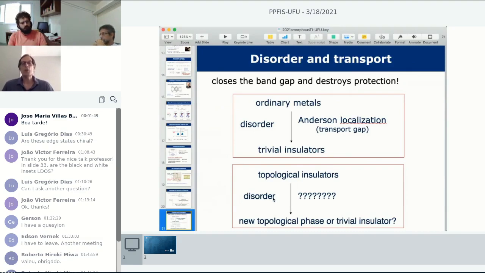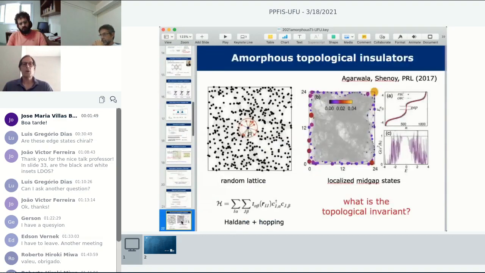In topological insulators, you add disorder. There is no new topological phase, apparently. Apparently, they don't necessarily go to trivial insulators, but all this is sometimes a little bit open, right? So, okay. And here comes, after this long introduction and situation of the field, the beginning of the amorphous topological insulator business.